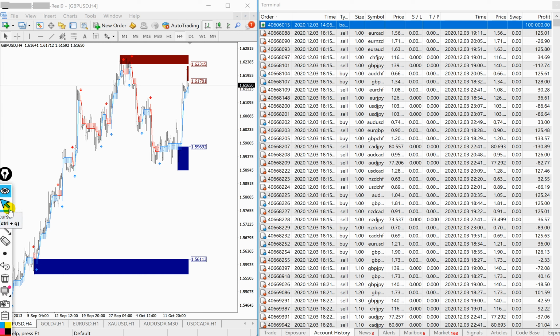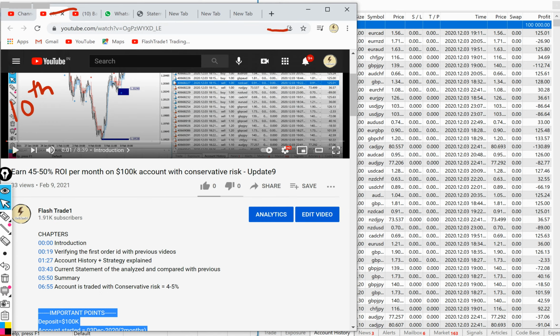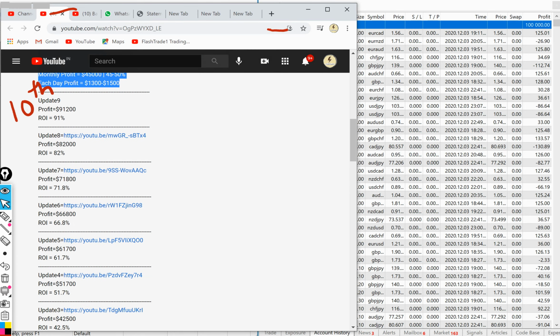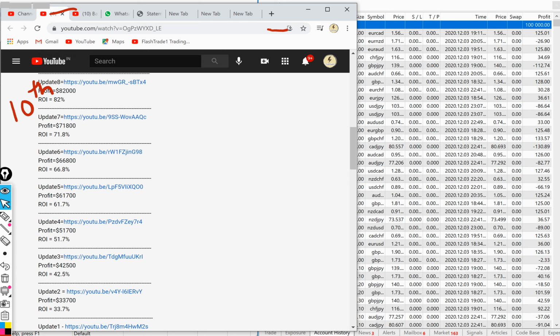Here I am showing one of the real accounts, and I am updating this account for the 10th time as of now. Verify the first order ID of this account, which is 40606015. We'll verify that the account I'm showing as of now is the same as the account I've shown in previous 9 updates. You can visit all of these 9 updates and see the first order ID. I've shown the first order ID in all of them, and you can confirm that the accounts are the same.